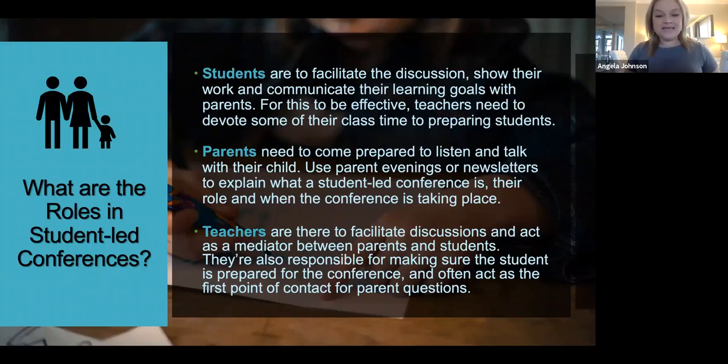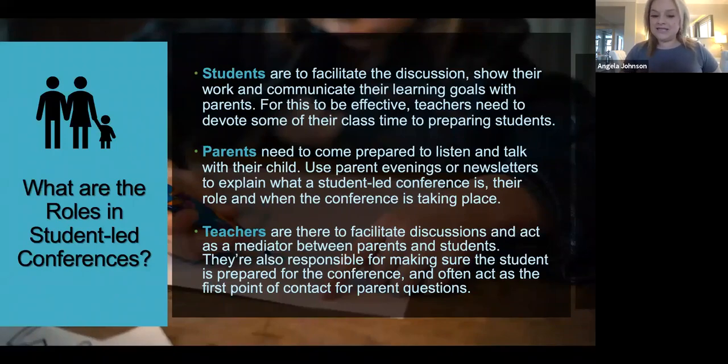Use parent evenings or newsletters to explain what a student-led conference is. So you can send a letter, say, hey, we're going to do this for the first time. And this is what you should expect. You should expect to come and see your child present. So please, your child should come with you. And also when and where the conference is taking place. So they need to know where it is and when it is, so they can make sure that they are there.